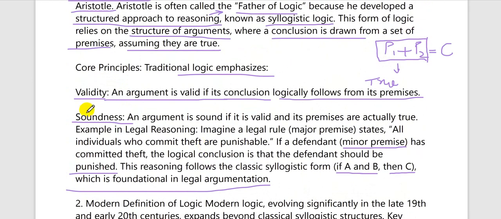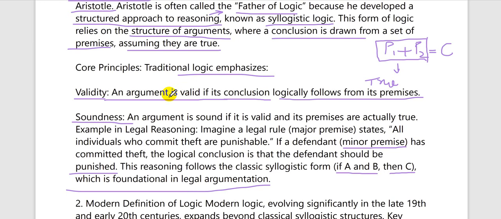So we will look at the core principles, or how traditional logic is based upon two things: the validity of the argument and the soundness of the argument. So what is valid? Validity means that the conclusion of the argument should logically follow from its premises, and it has to be sound.